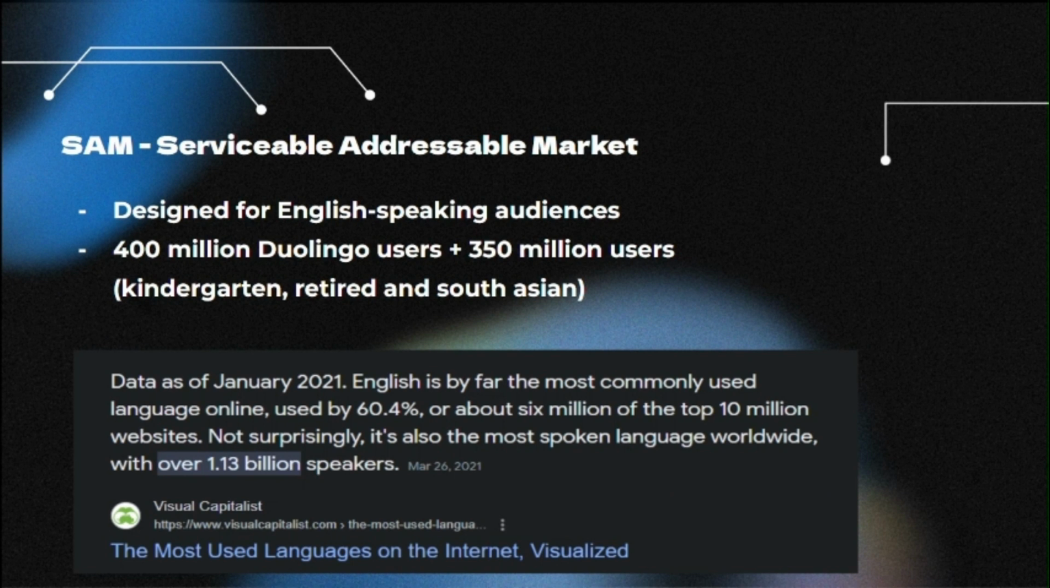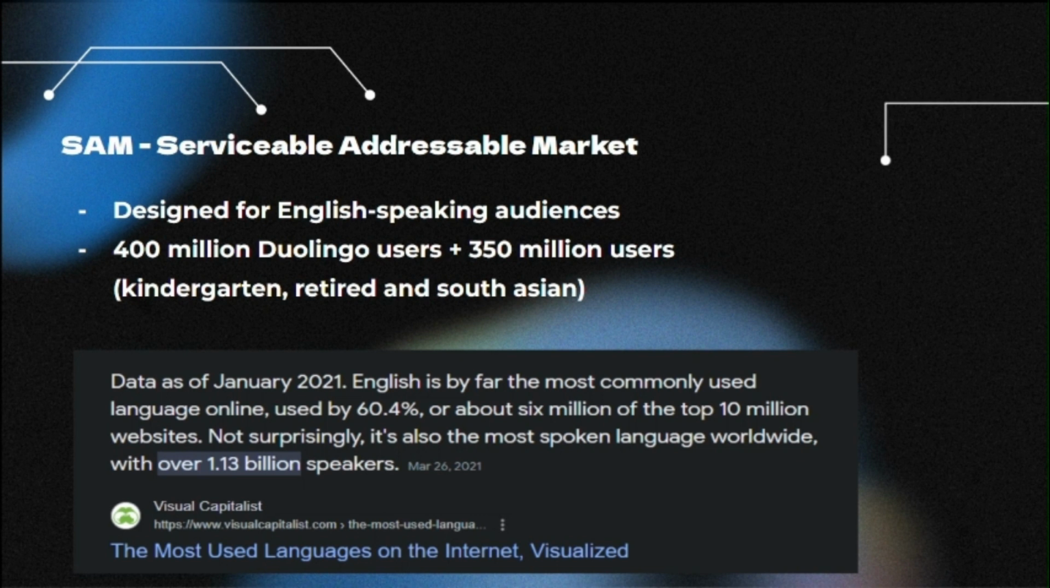So if we narrow down the TAM by removing those three frictions, we get to the serviceable addressable market, which is the SAM. Our application is designed for English-speaking audiences. This means that we have an overlap with Duolingo's current market, which is about 400 million users, plus the 350 million users that they're trying to acquire.